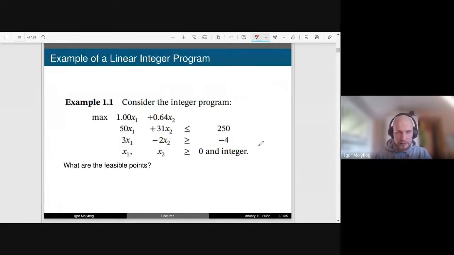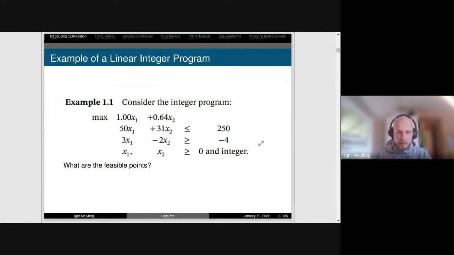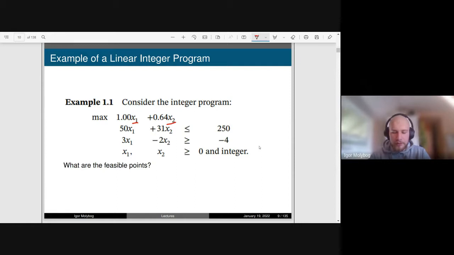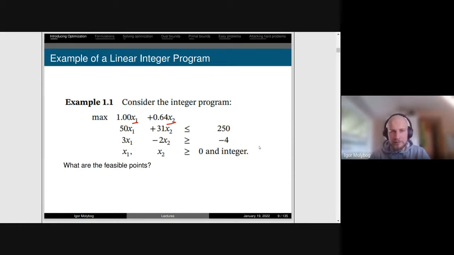Here's an example of an integer program. First of all, we need to note that there are two variables in this problem. These are x1 and x2. Therefore, we can represent the feasible region on a plane. So basically, we're going to be able to draw things, which is quite important for us to be able to do, especially if we are trying to solve the problem by hand.